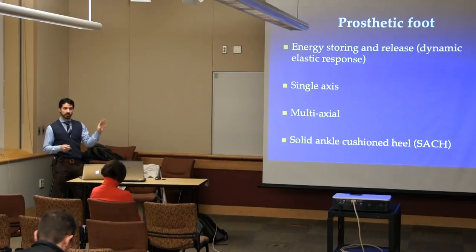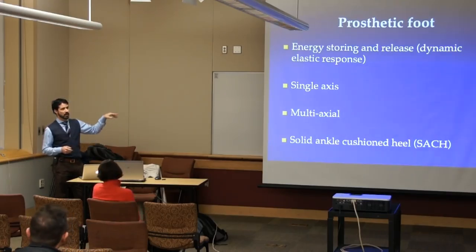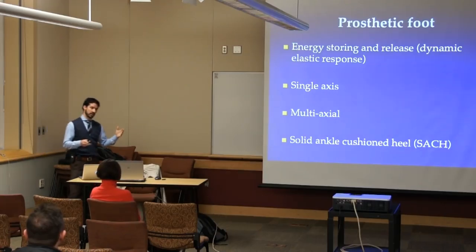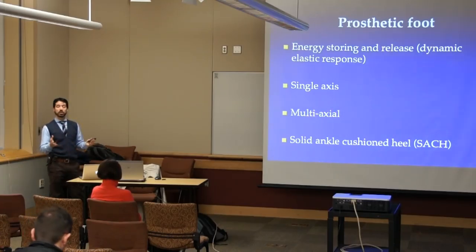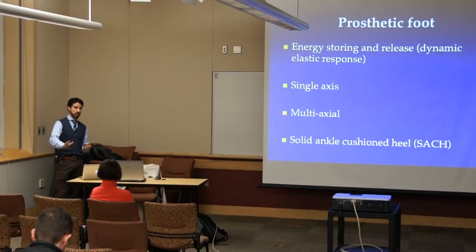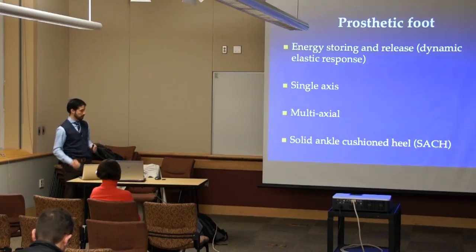And those are your typical leaf spring type feet. I'll show pictures on the next slide. Single axis foot. These are older feet that literally just have an axis in the sagittal plane. So they have some motion, but they don't have any ML motion. Then you have your multi-axial feet, which for someone, let's say, who has goals of hiking, you need some ML motion. And so those folks are going to want a multi-axial style foot. If you give someone with poor balance a multi-axial foot, they're going to fall over. So you have to keep both things in mind.